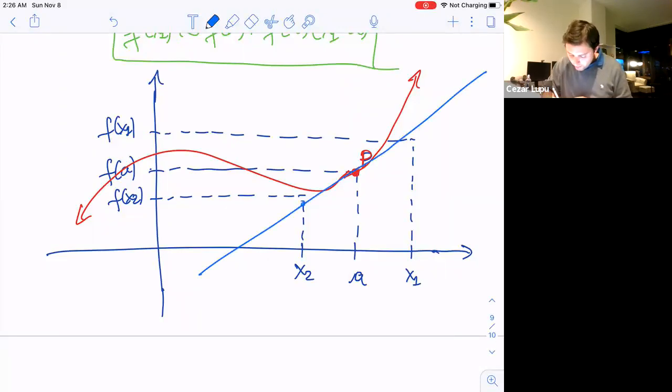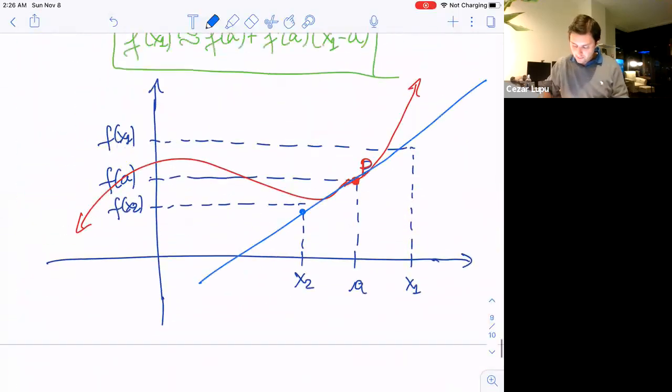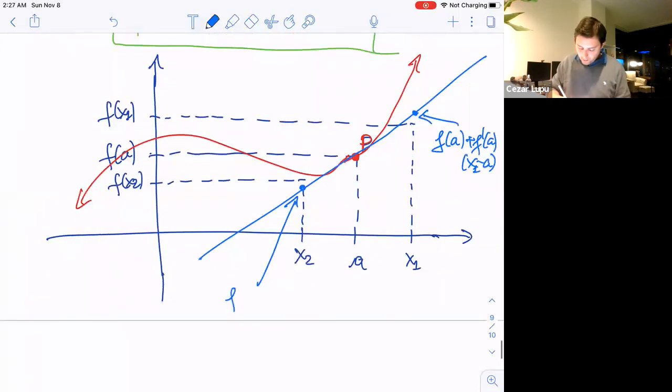look at it here, it will intercept, let's say, here and here. So this would be the point of coordinates f of a. So here we'll have f of a plus f prime of a times x1 minus a, and here we'll have f of a plus f prime of a times x2 minus a.